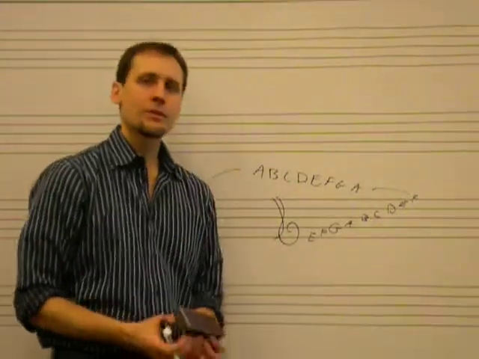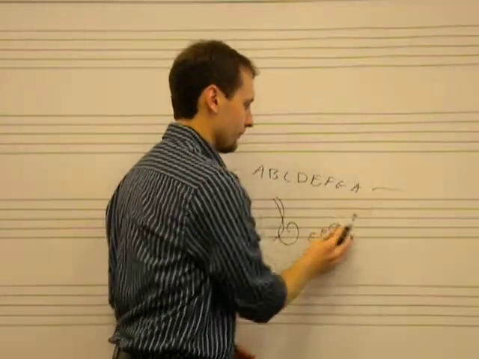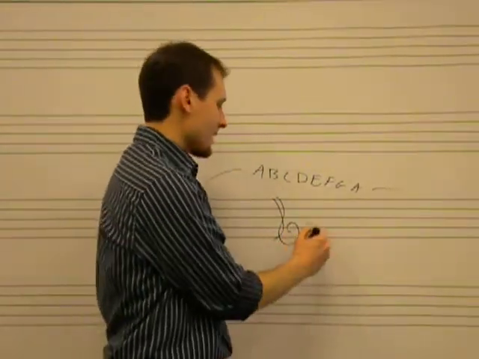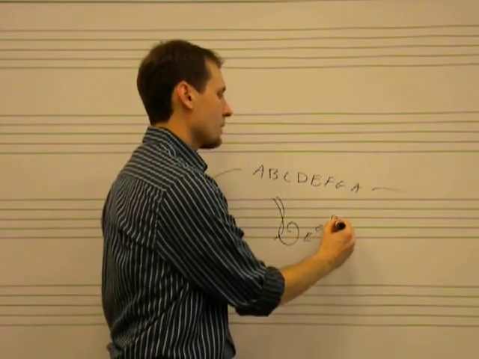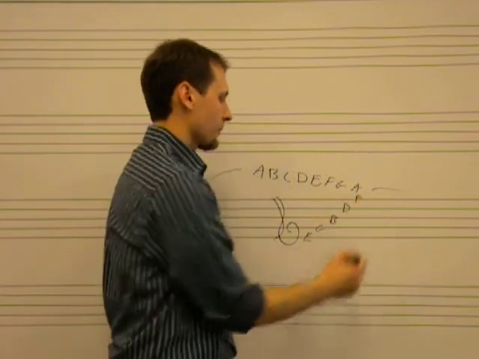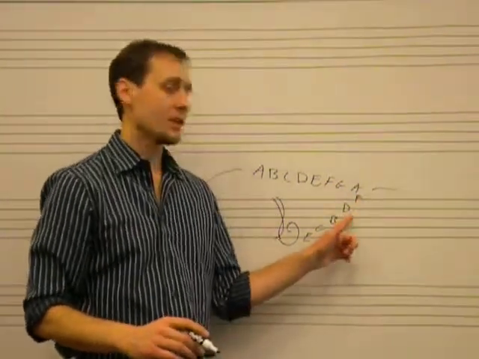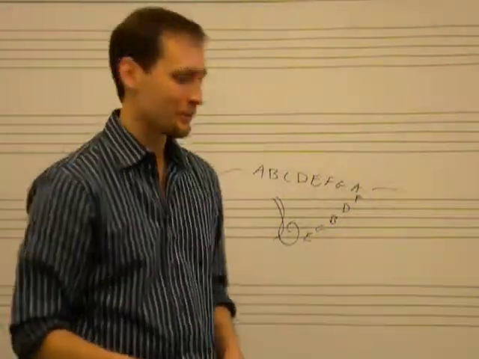Now, there is, of course, a much easier way to remember these notes on the treble clef. The lowest line is E, the next line is G, then B, then D, and then F. The way you can remember this is every good boy does fine. Or if that's too elementary for you, you can make up your own.